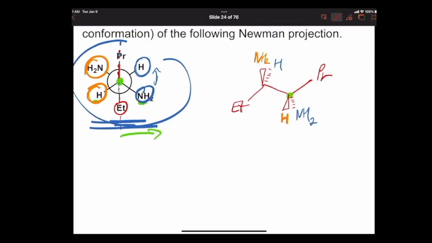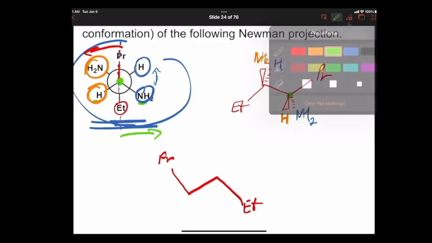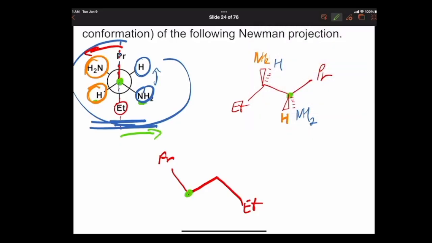So I still need to have the stuff in the plane. If I were to sort of flop it this way, I'm now going to have something that I'm going to draw like that. Different lightning bolt. I'm going to put my propyl here, and I'm going to put my ethyl there. Where once again, this is that common one. That was the one I was looking at.